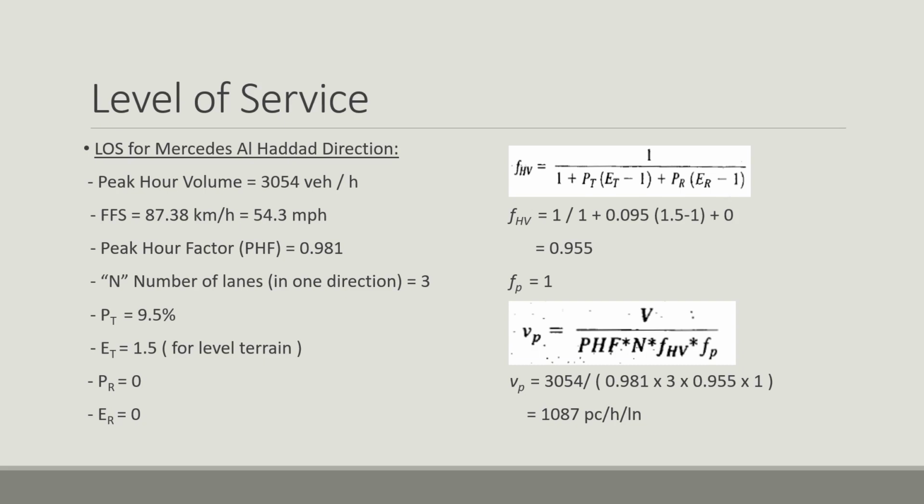We calculated the adjustment factor for heavy vehicles and it was found to be 0.955, and the FP value is 1. Then we calculated the flow demand rate and we found it to be 1087 passenger cars per hour per lane.